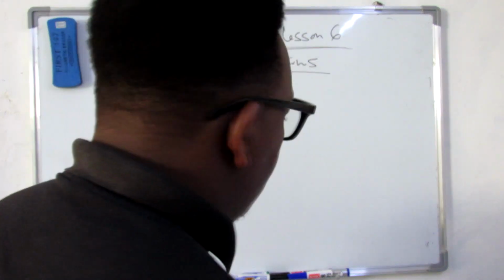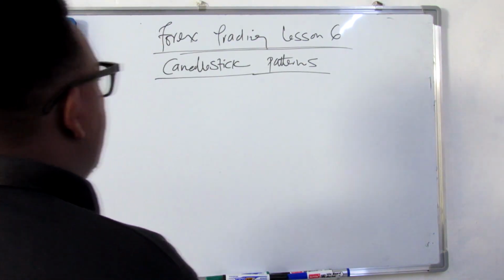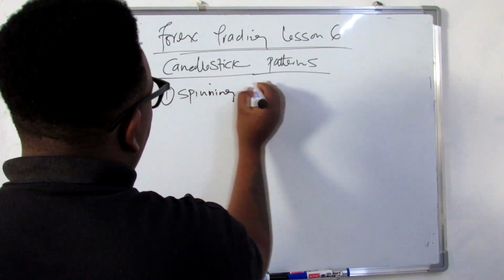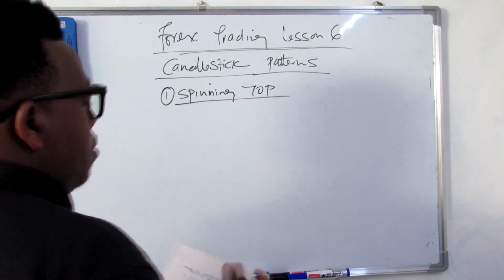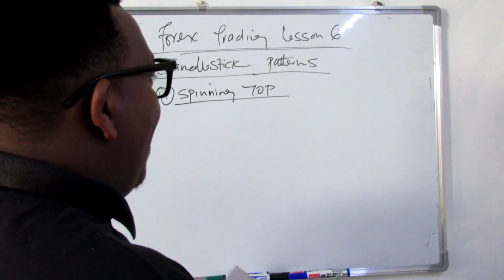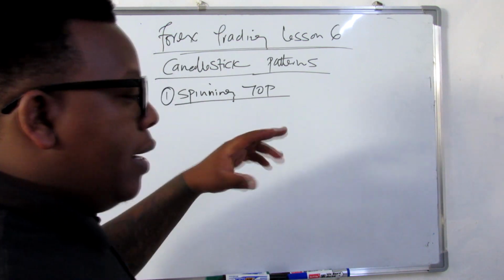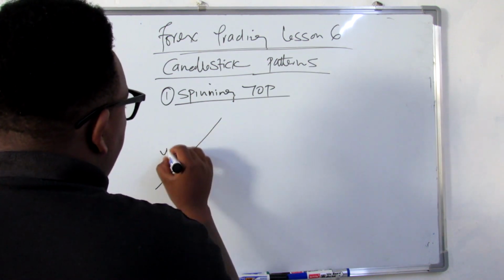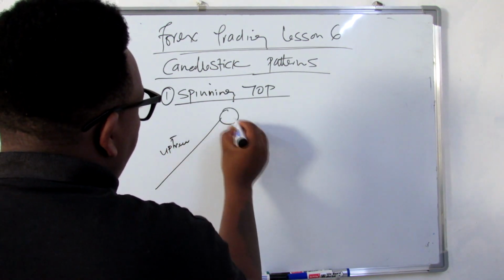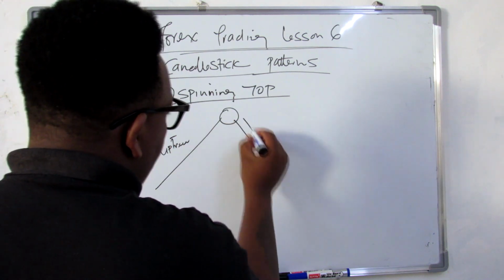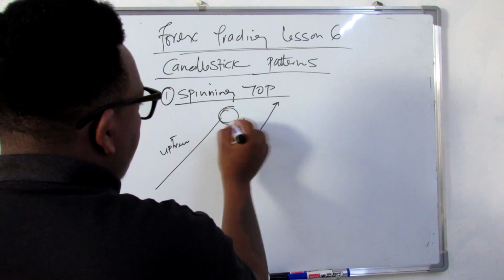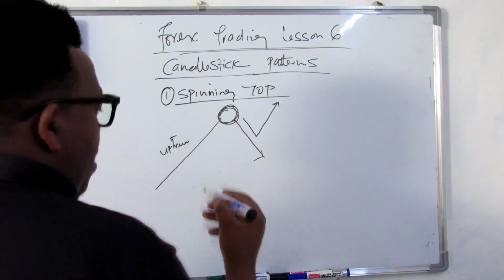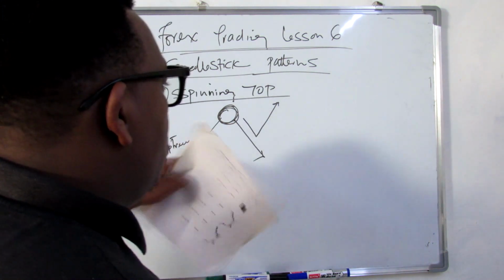So number one, the first candlestick pattern that we are going to look into is known as the spinning top. As the word says, these are candlesticks which are identified mostly when the market is at the top, meaning it has been on an uptrend, and then they form here before making the decision whether to go down or to keep going up. These spinning tops are really important in deciding whether the market is going to continue going up or change its direction.